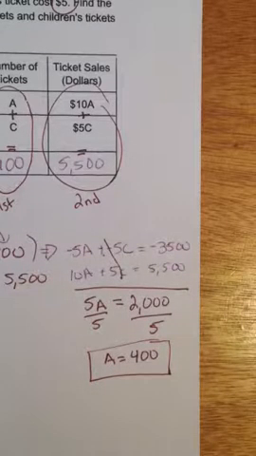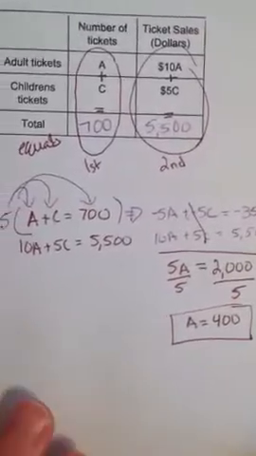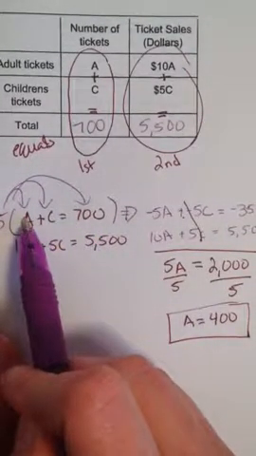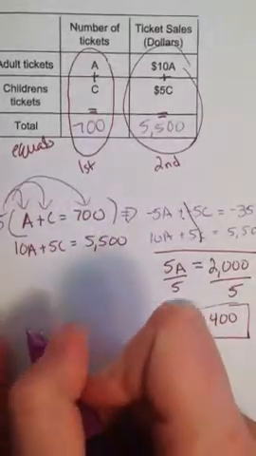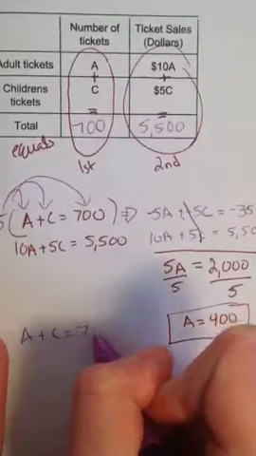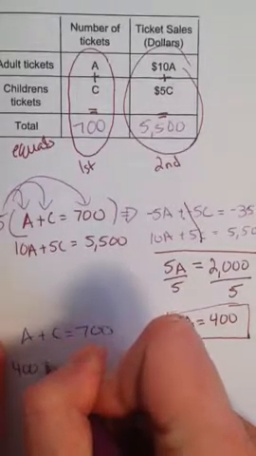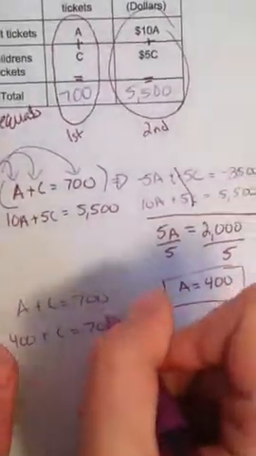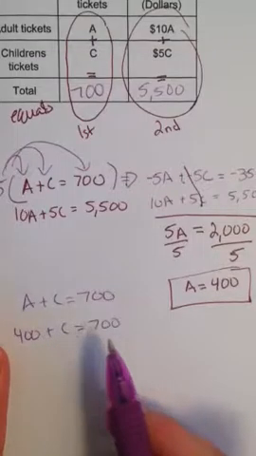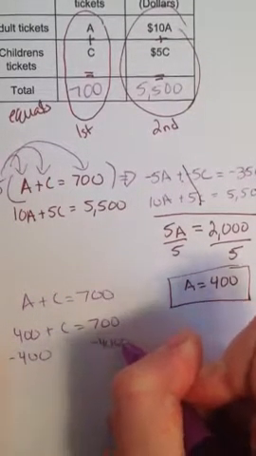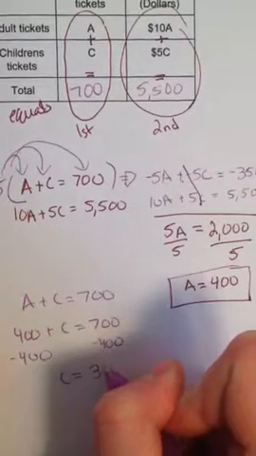So how many children tickets? How many kids went to the carnival? I know that A plus C, or the amount of adults plus the amount of children, equals 700. So if A plus C equals 700, and I know A is 400, now some of you can do this in your head: 400 plus what gives me 700. Or you can subtract 400 from both sides, and I get C equals 300.